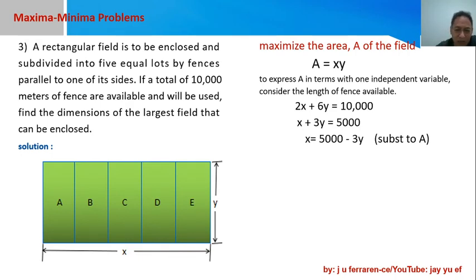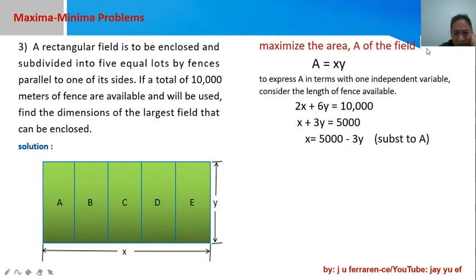Now, there's a common factor to simplify my equation. I divide my equation by 2. I have X plus 3Y equal to 5,000. I may solve for Y or I may solve for X. Which is good to solve? I think it's good to solve for X because if I solve for Y, my equation may contain fractional terms. To avoid that, I solve for X instead of Y. So it is 5,000 minus 3Y.